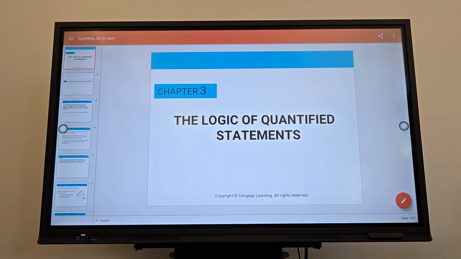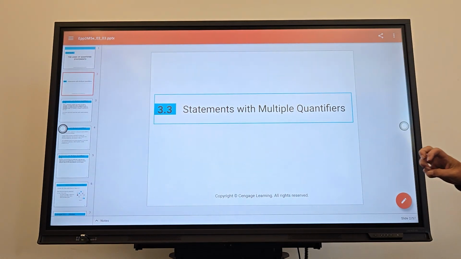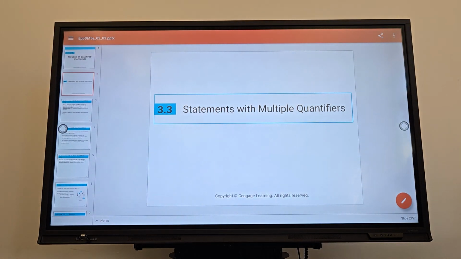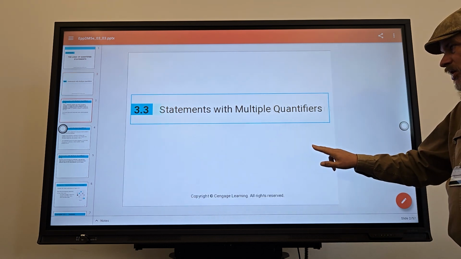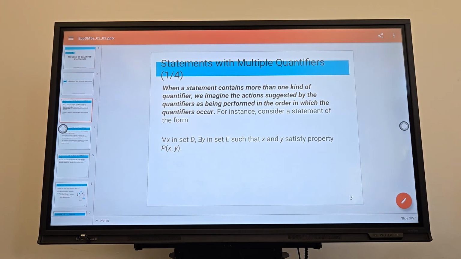As for today, we're going to continue with the logic of quantified statements. This time we're going to be dealing with statements with multiple quantifiers. When a statement contains more than one kind of quantifier, we imagine the action suggested by the quantifiers as being performed in the order in which the quantifiers occur.